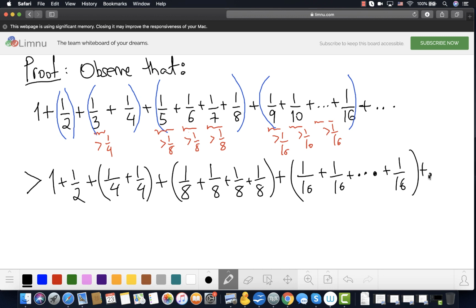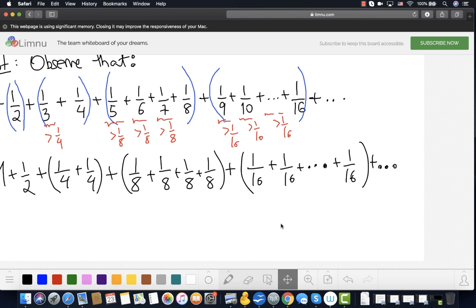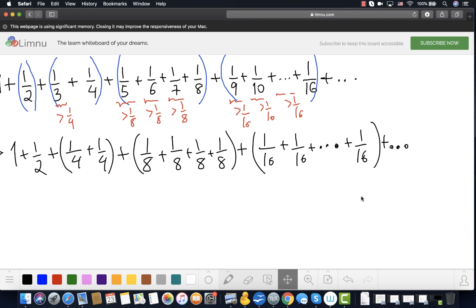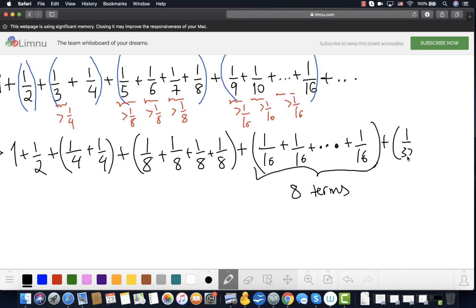And the pattern continues, okay? If you're unsure what the pattern is, let's write it out. So here we had 8 terms. If you want to see the pattern, it's going to be 1/32, dot, dot, dot, 1/32, and so on. And here we're going to have 16 terms.